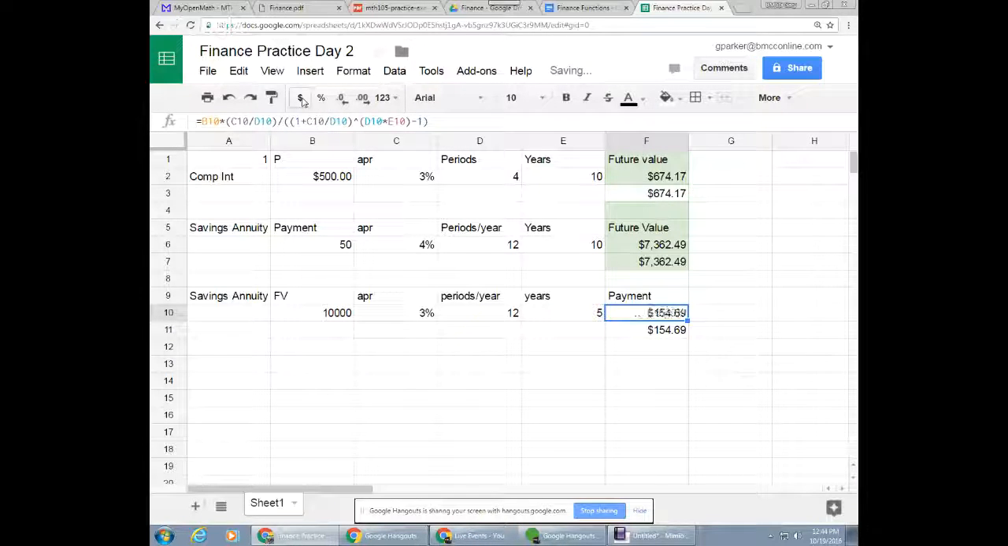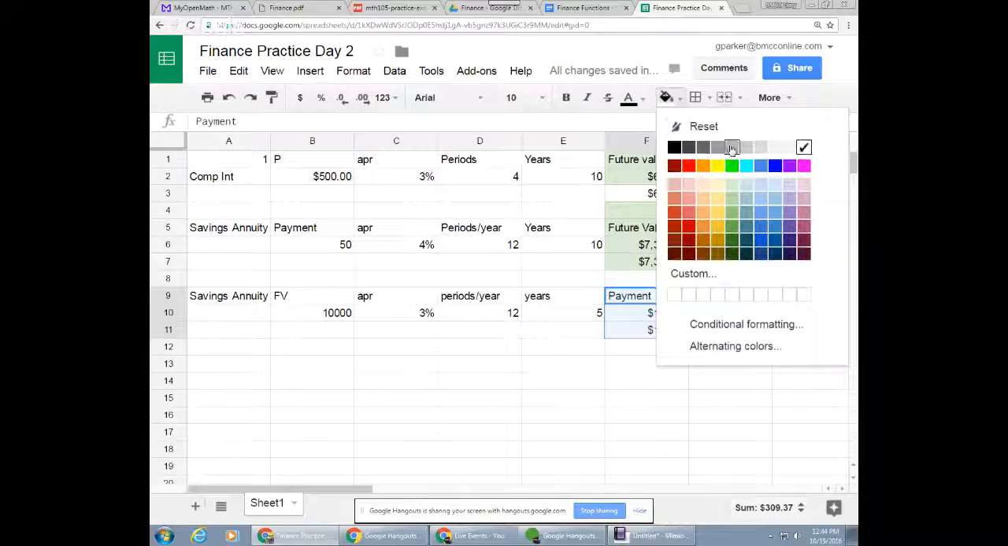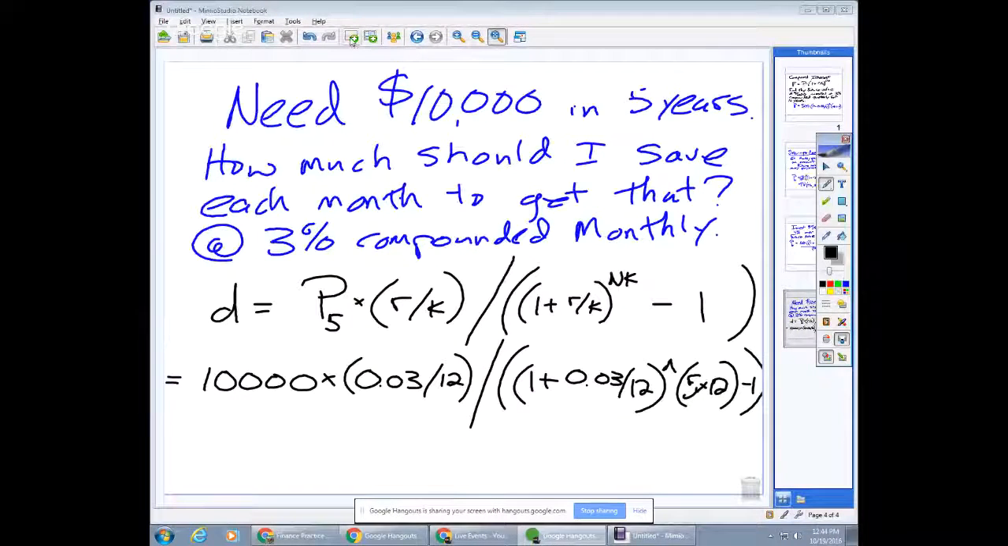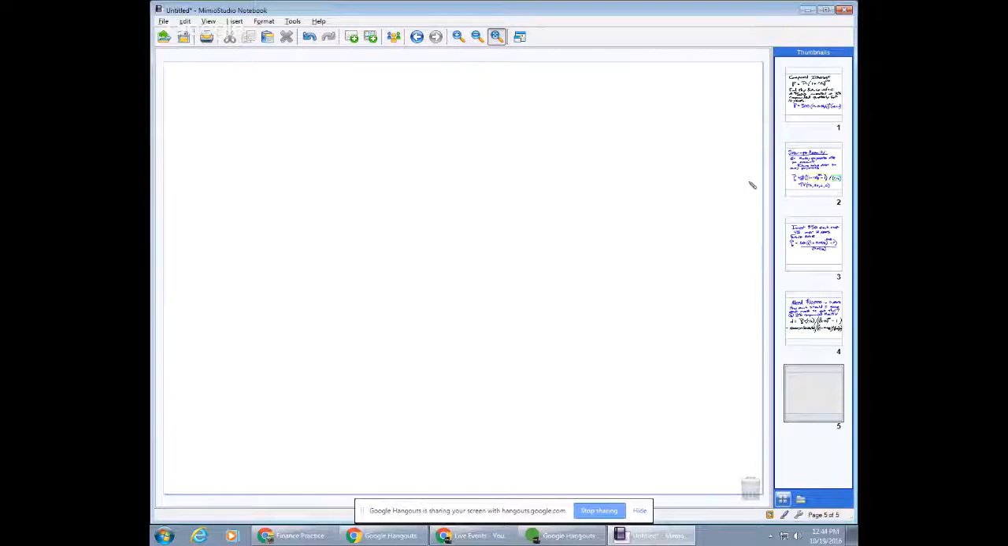Oops, wrong button. There we go. Highlight my answers. Okay, so the next situation we're going to take a look at is what's called a payout annuity.